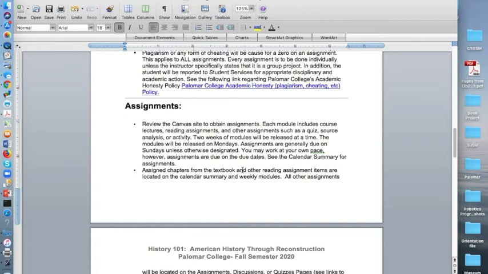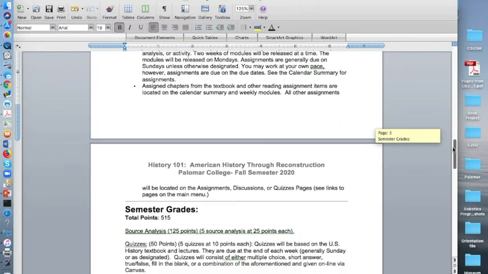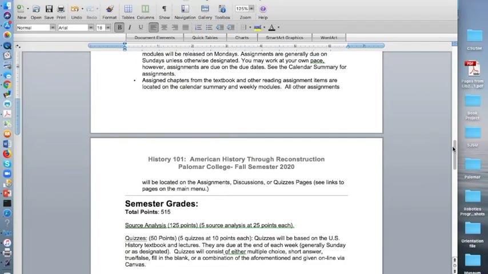Assignments are generally due on Sundays unless otherwise designated. You may work at your own pace. However, assignments are due on the due dates. And I have provided a calendar summary of those assignments, and they will match what's in the modules. Assigned chapters from the textbook and other reading assignment items are located on the calendar summary and weekly modules. All other assignments will be located on the assignments, discussions, or quizzes pages.